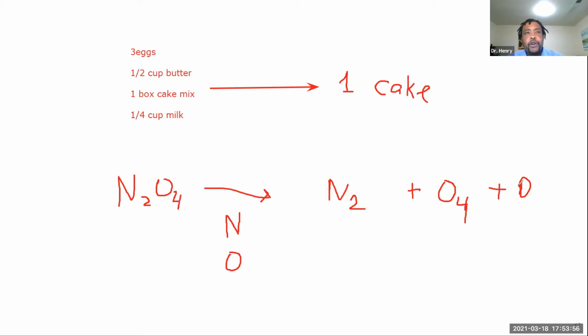So we have to make sure that we're changing the coefficients. We can't just magically add or subtract at our whim. And that's the law of conservation. So what we put in, we must get out. So we know that we're putting in how many nitrogens? 2. And then on the product side, 2.